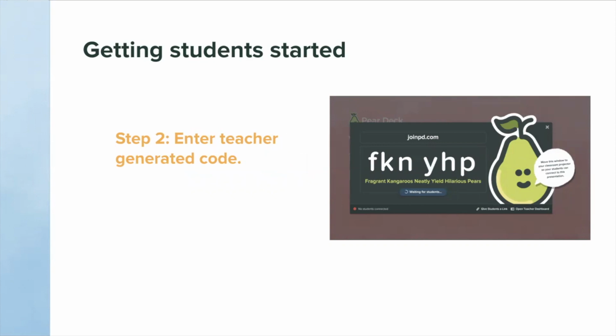The student will get the code from the teacher's screen, which has letters, but it'll also give you a mnemonic to help them type it in. For this one, Pear Deck generated FKNYHP, fragrant kangaroos neatly yield hilarious pears. For each lesson that you teach, it will generate a unique code and start a new session. Pear Deck gives the teacher the opportunity to save each session and go back and revisit the student answers so that you can use the same presentation with multiple classes.